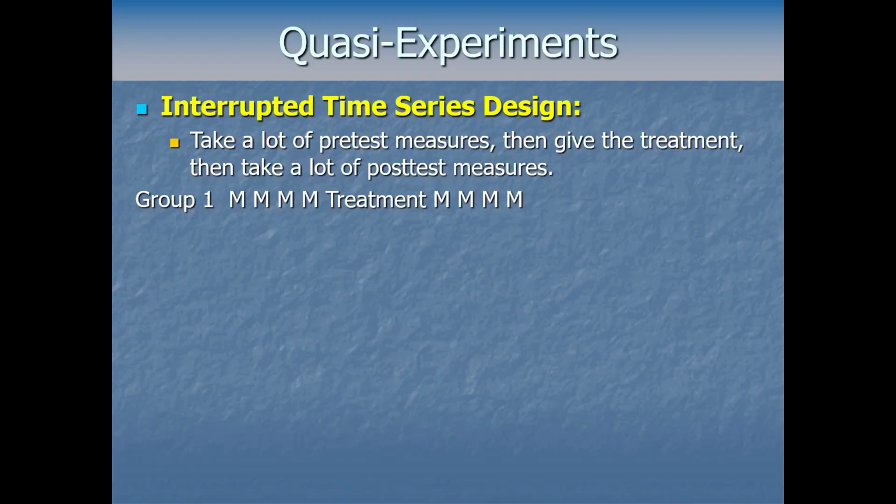Now, another type of study might look something more like this, what we call an interrupted time series design. So you take a lot of pretest measurements, kind of at regular intervals, you're measuring something just to get a feel for what it's normally like. Then you institute some change, like a treatment or a program or a new way of doing things. Then you keep measuring at regular intervals to see if there was a lasting effect.